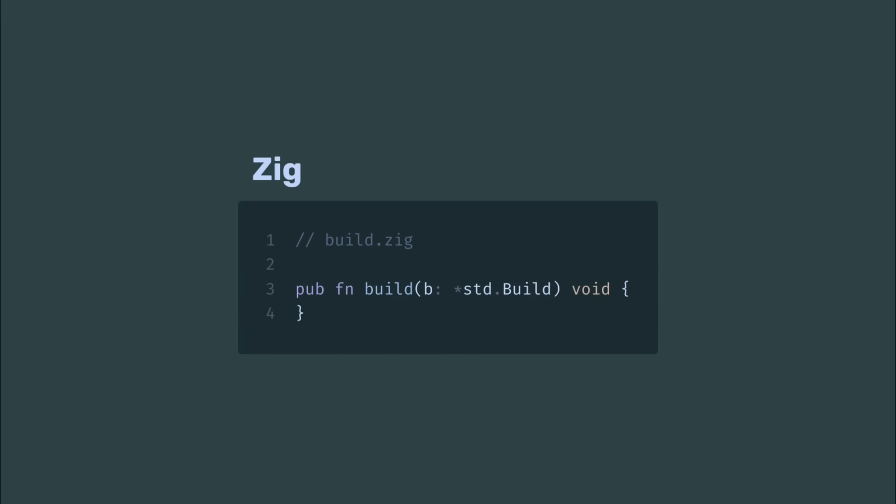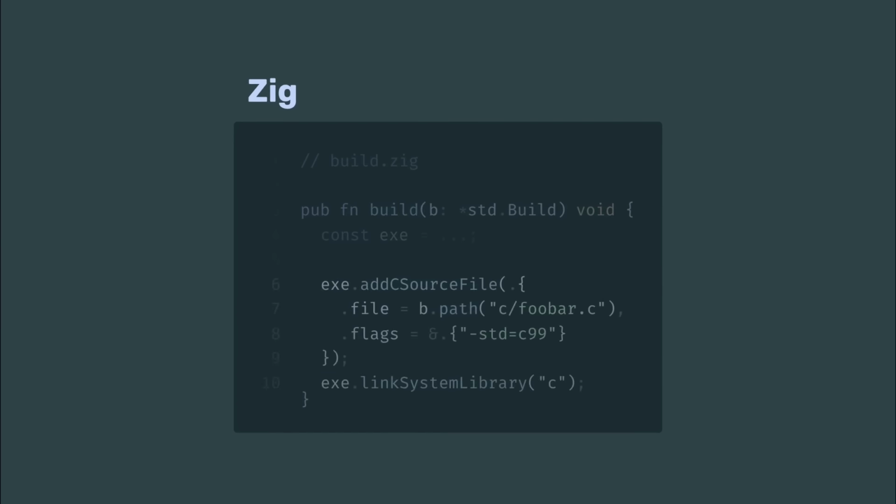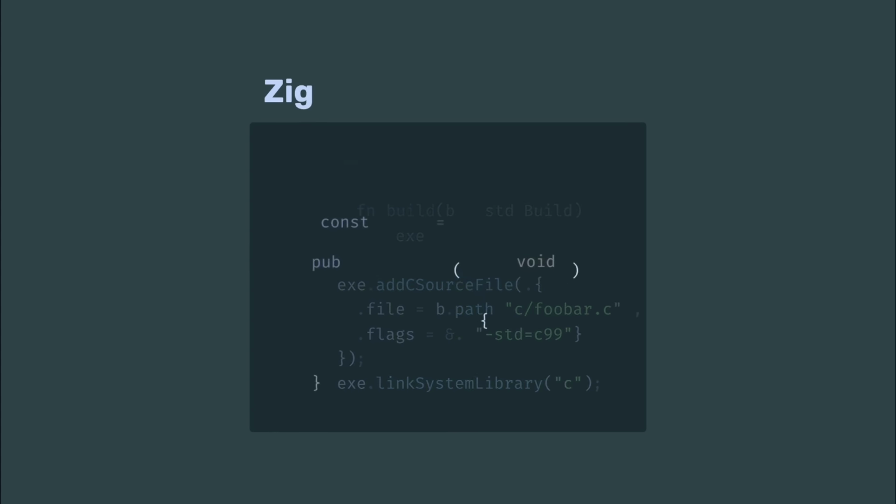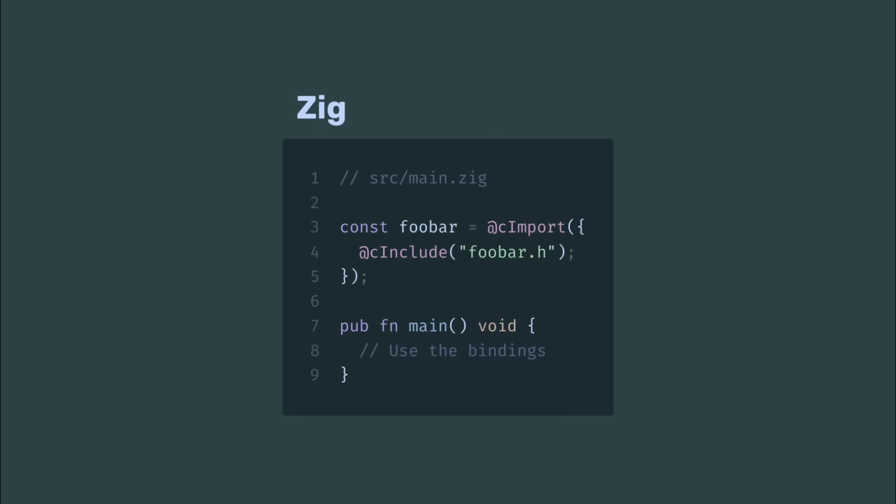Now in Zig, things can be simpler. You can tell Zig about the C library in your build.zig file. But since Zig is also a C compiler, it can just build the C code without an extra dependency. And crucially, because Zig can use C headers directly via @cImport, we can just include them directly like this. This is a huge difference in ergonomics.